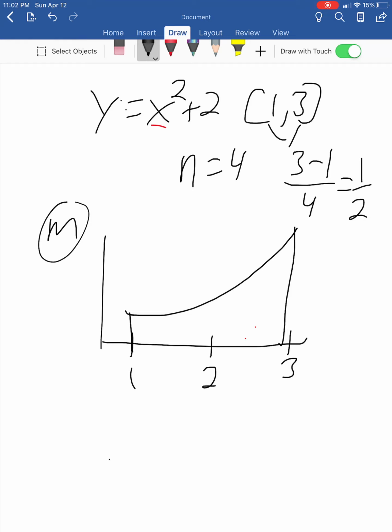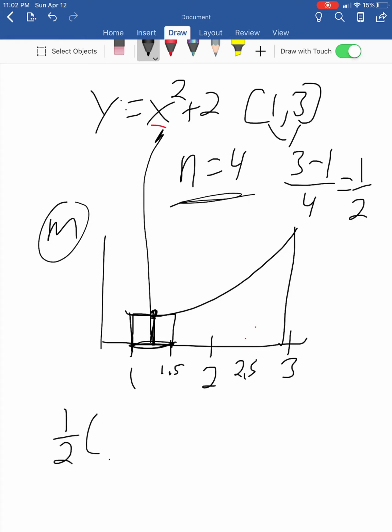And we know that n is still 4. So we know we got our 1.5 and our 2.5. So this is the first rectangle. What's in the middle of 1 and 1.5? That's the number you're going to plug into the function, and that would be the height of your rectangle. We know the width is still 1/2, right?